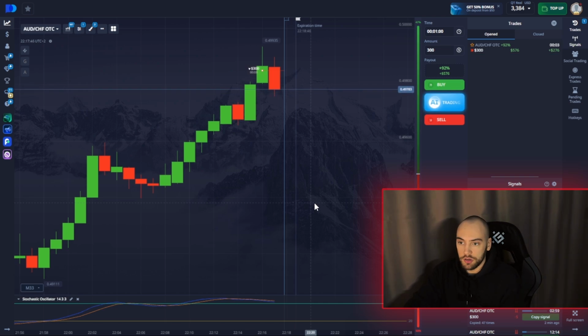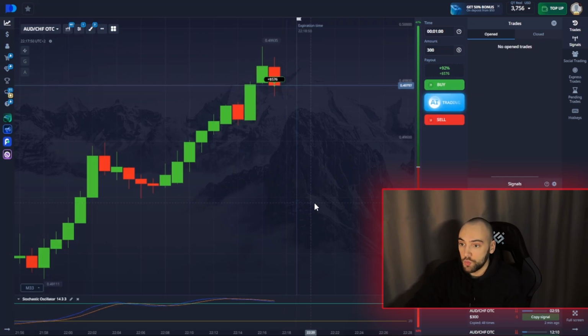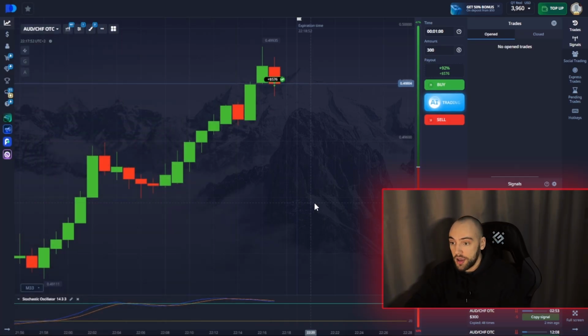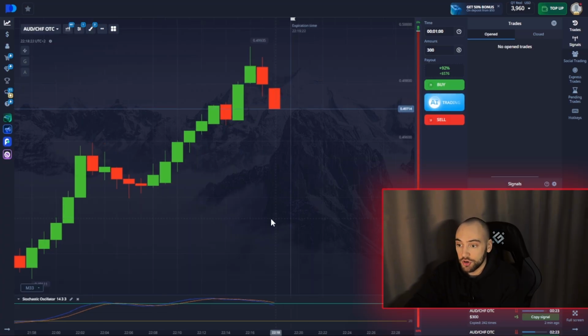Now a very confident candle is downwards. It just started just as we discussed, and we close in profit. Once again, congratulations on that. Great, it's working perfectly. So I will also slightly increase the position size on this currency pair.